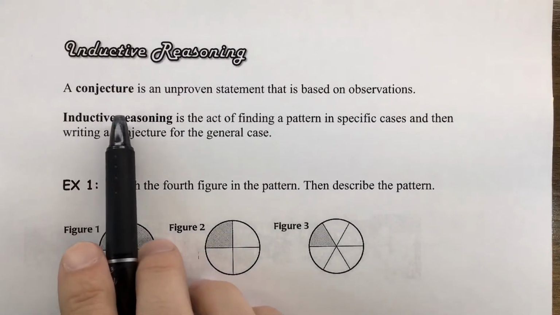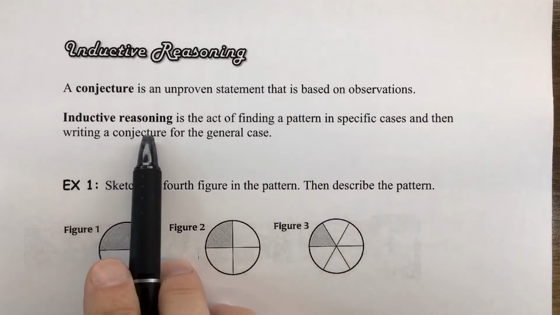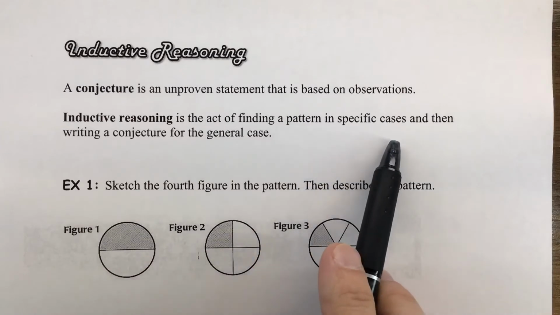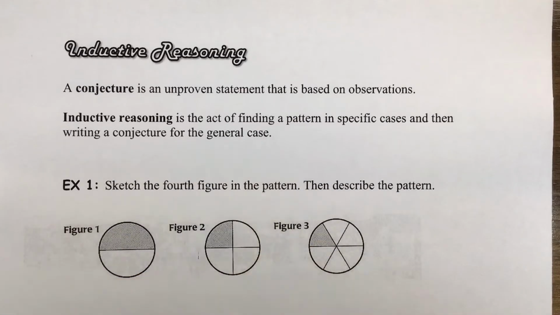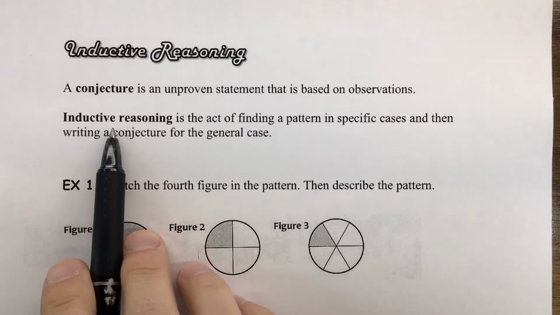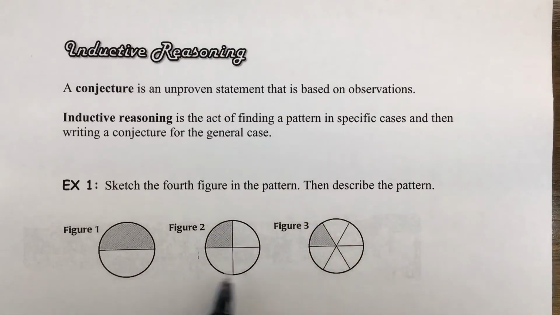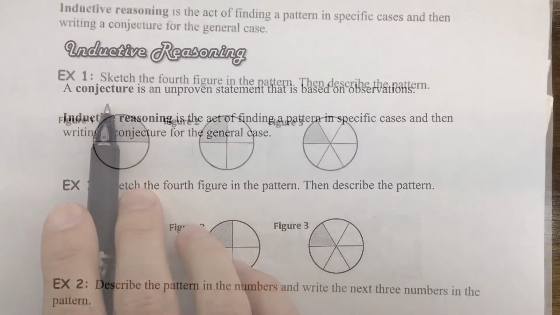Okay? A conjecture is an unproven statement that's based on observations. Inductive reasoning is the act of finding a pattern in specific cases and then writing a conjecture for the general case. What that means is that we start with this process of inductive reasoning and looking at some pattern, whether it be a physical pattern that we see here with shapes, or maybe a pattern with numbers, or it could be just something in our general life that we notice. Okay, and when we see that pattern, we start to process a rule that goes along with it. That rule is the conjecture.